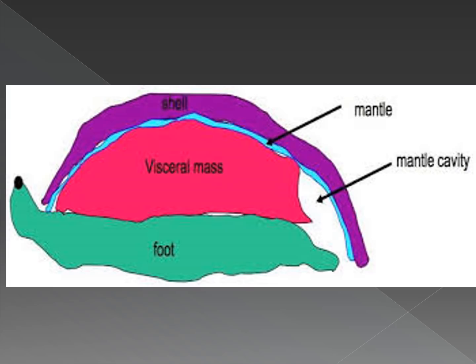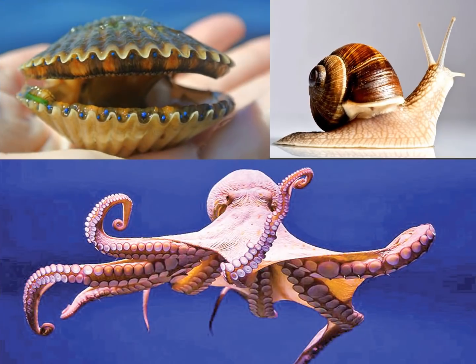These also are unisexual. That means you will have males and females in this. The examples here are bivalve, which means two shells, or it's basically called the oyster. You have the snail and you have the octopus.